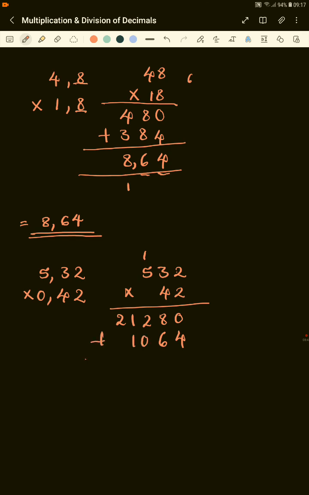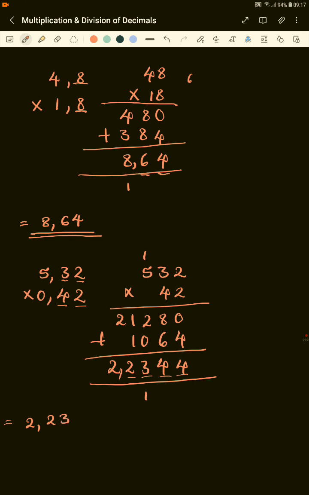Then you add: you bring the 4 down. 8 plus 6, you get 14. You carry 1. 2 plus 1, you get 3. 1 plus 1, you get 2. And you bring this 2 down. Then you count the number of decimal places. That's 1, 2, 3, 4. And you count in the answer 1, 2, 3, 4. So your comma is there, and your final answer is 2,344.